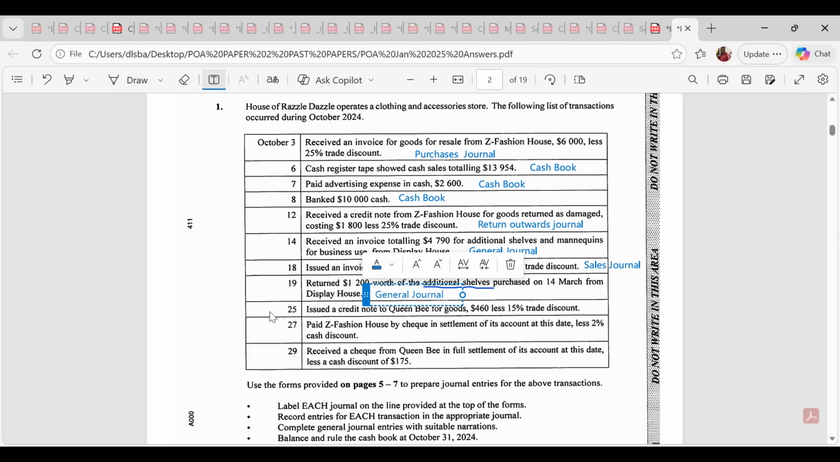Next one: issued a credit note. Credit notes are used when we do what again? When we return goods. Right. So if we are issuing the credit note, did we return the goods or were the goods returned to us? Returned to us. Right. So if the goods are being returned to us, is that return inwards or return outwards? Return inwards. So that'll be the return inwards journal.